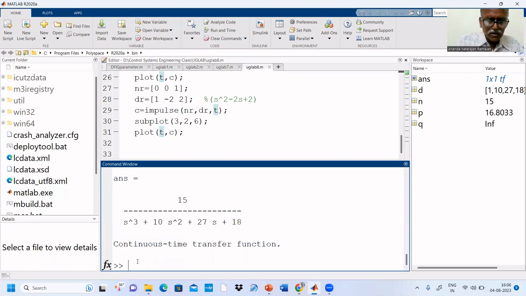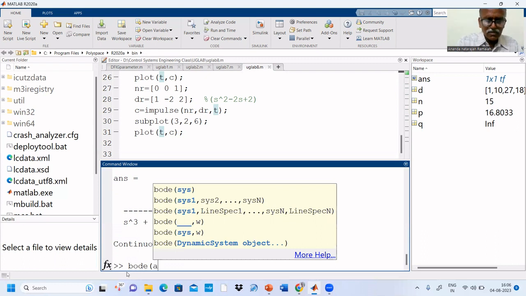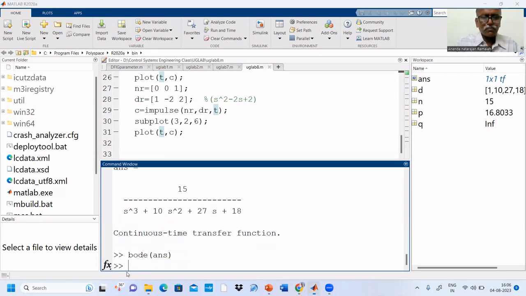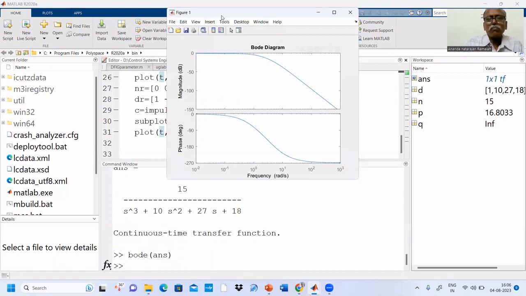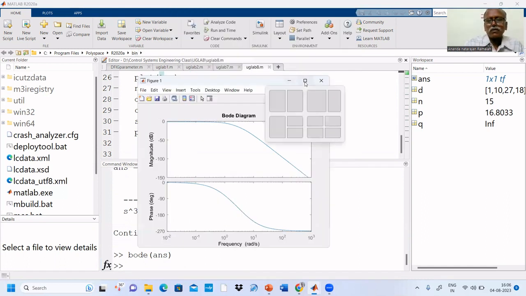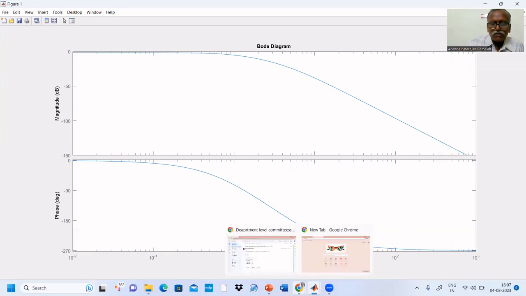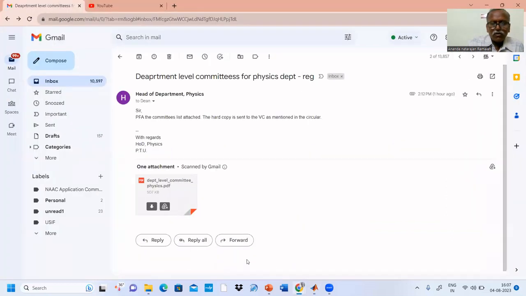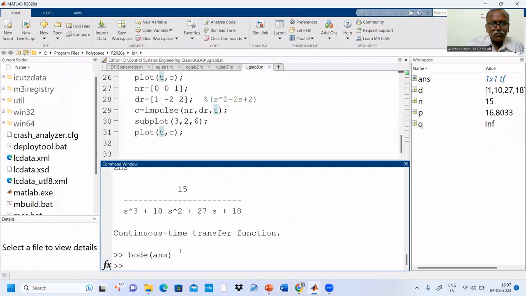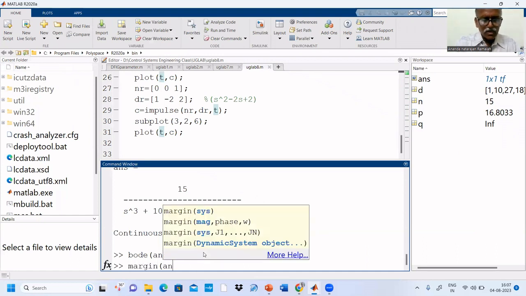For this, we have to draw the Bode plot. The transfer function is stored in ANS, therefore Bode of ANS. So we got the Bode plot. This is the Bode diagram. So we can verify gain margin and phase margin by calling one more function, that is called margin. Gain margin and phase margin will be given by margin of ANS.